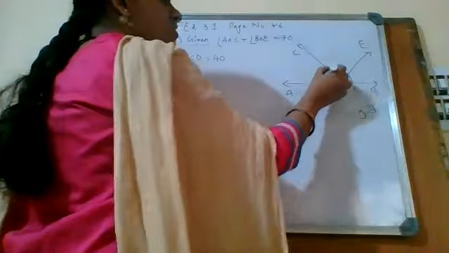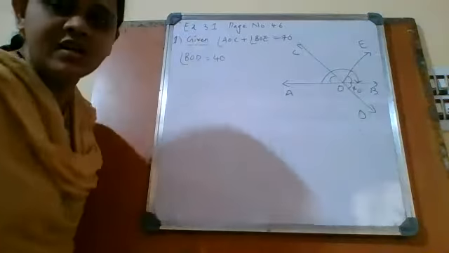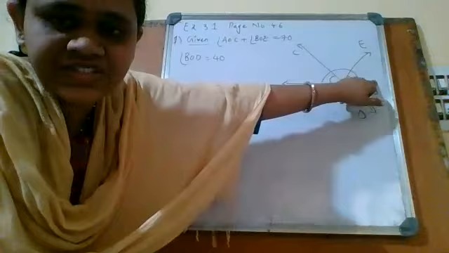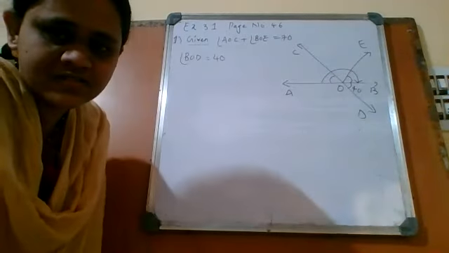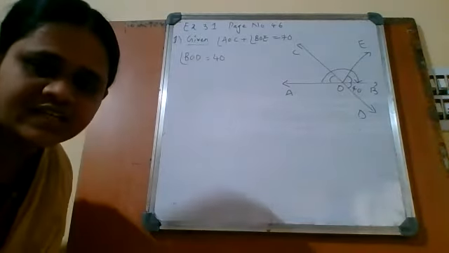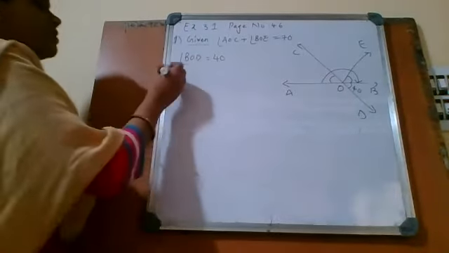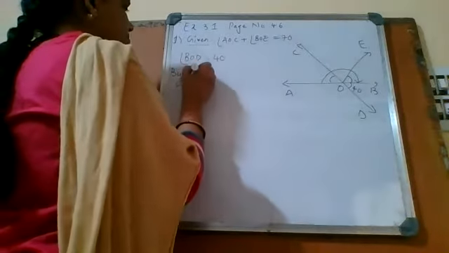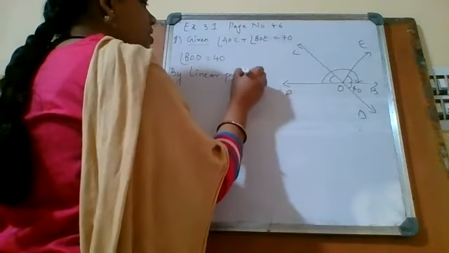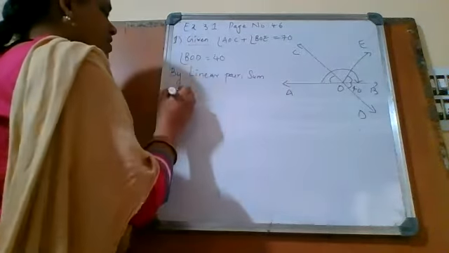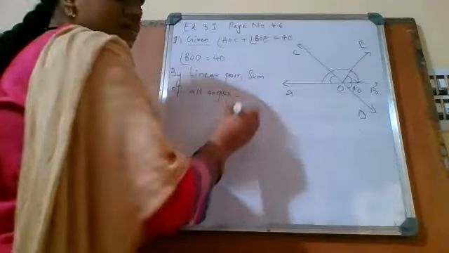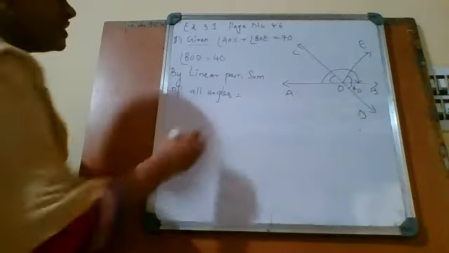Now this total is called what? Anyone in the class? Which type of definition is it? Linear pair. Very good. Linear pair: the sum of all angles must be equal to 180 degrees.